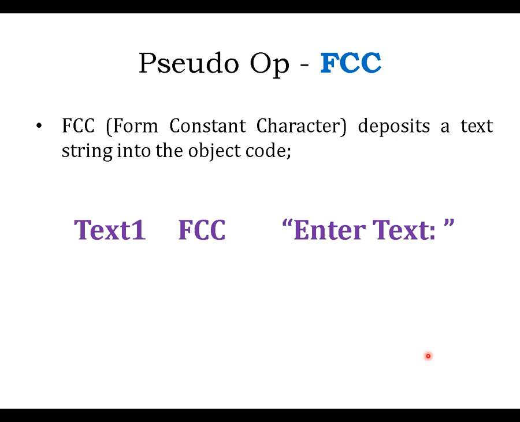Many times we used some sort of text and tried to print it. When you do that, you always use something like FCC. The abbreviation stands for form constant character, which basically deposits a text string into object code. It stores the string as object code. You might be wondering how that is possible. Remember, a string is nothing but a sequence of characters, and each character has an ASCII code. So all it is storing is the ASCII of those characters.